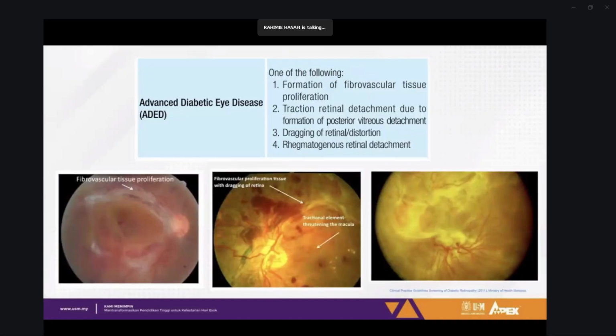And the advanced stage of diabetic eye disease, we call ADED. There is formation of fibrovascular tissue proliferation, tractional retinal detachment, dragging of the retina with distortion, and also the patient may have rhegmatogenous retinal detachment.